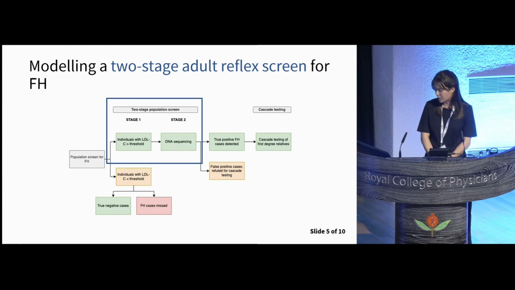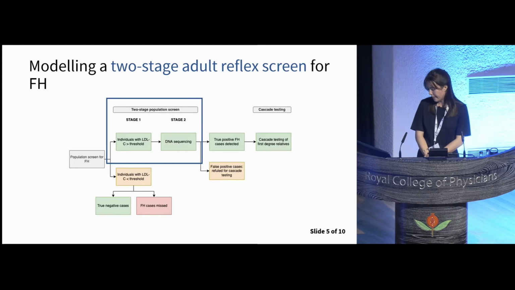This two-stage adult reflex screen for FH involves a first stage where individuals' LDL cholesterol concentrations are measured, and those with levels that exceed a pre-specified threshold value would then be considered to be potential FH cases. As I mentioned before, this stage is not very accurate at detecting monogenic FH, but it is cheap. So it also yields a high number of false positive cases.